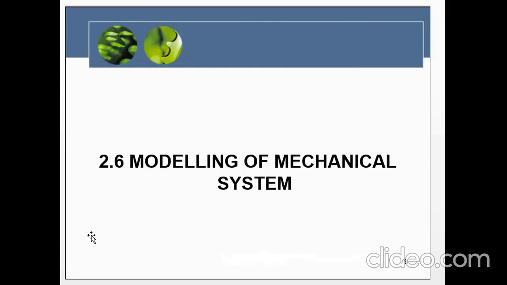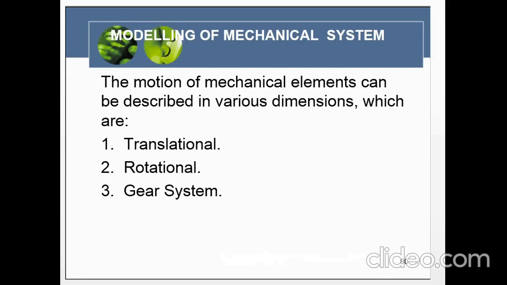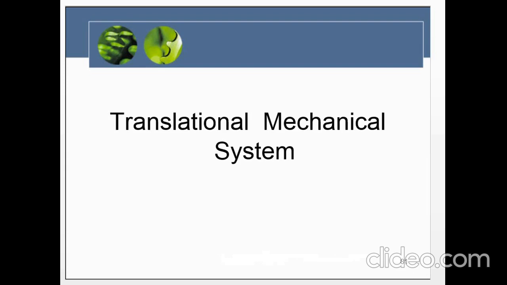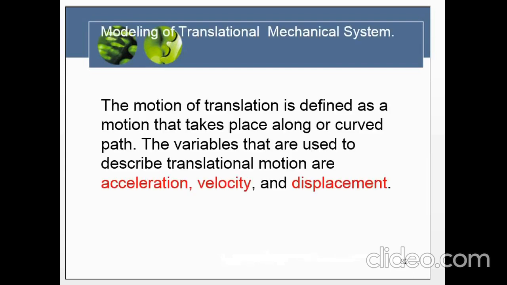Okay. Next, modeling of mechanical systems. Mechanical elements can be described in various dimensions, which are translation, rotational, and gear systems. There are three, and we will study them in this subject. Now we look first at the translation mechanical system.